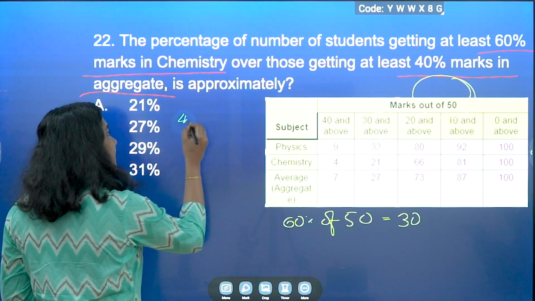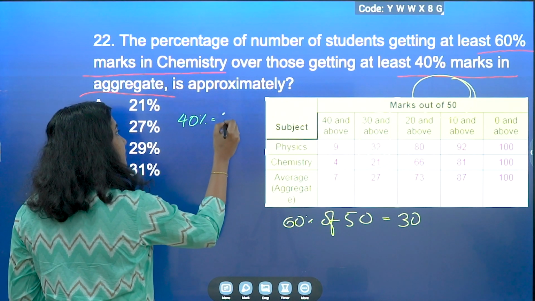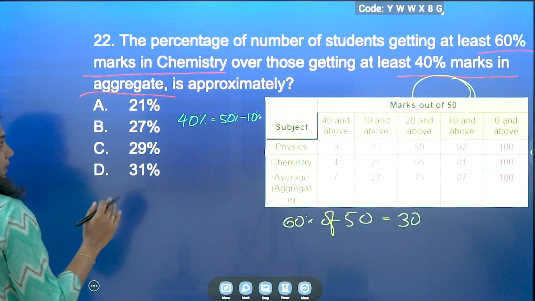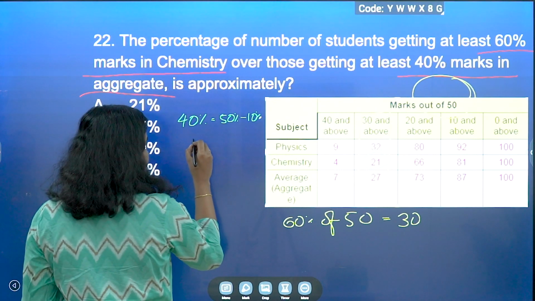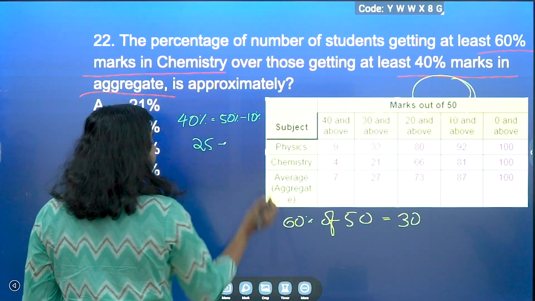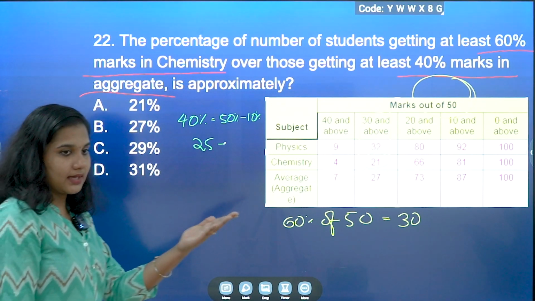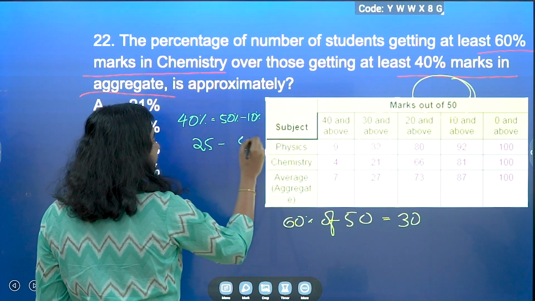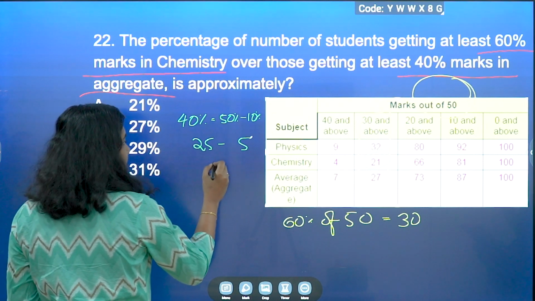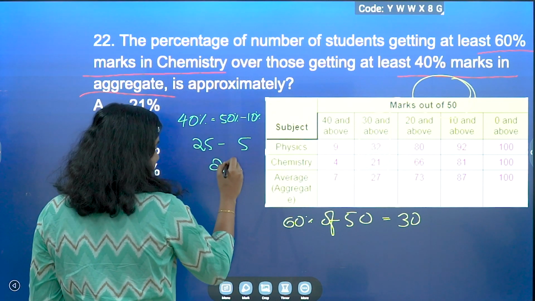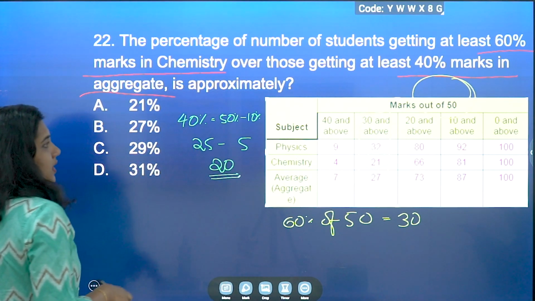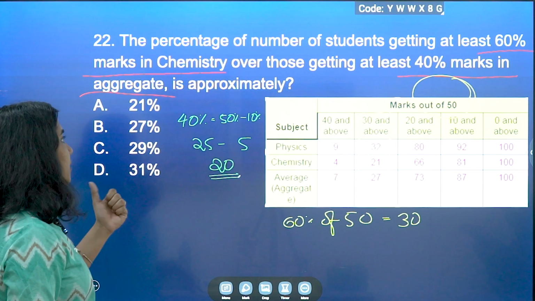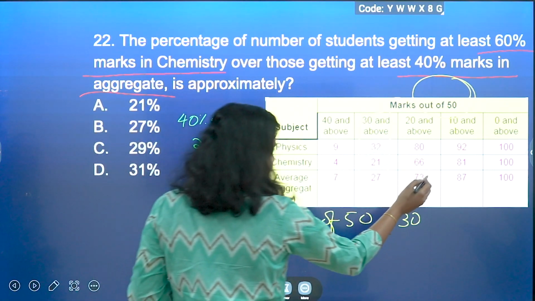Now 40% means 50% minus 10%, right? So we know that 50% of 50 is 25, and 10% of 50 is, from the right hand side, move a place and put a decimal point. So from the right, if you move that place, you will get 5, right? So 40% will be 25 minus 5, which is 20. So 40% of 50 is 20. So the number of students who secured 20 and above in aggregate is 73, right?